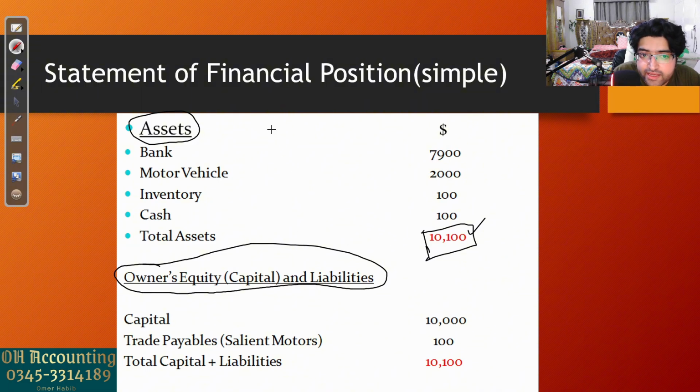What is the accounting equation? The accounting equation states that, one second, let me change the color. The accounting equation is simply assets equals capital plus liabilities, and that is what we have to show in the SOFP. So we are totaling the assets here, and then we will total the capital and liabilities and see if they are equal or not.